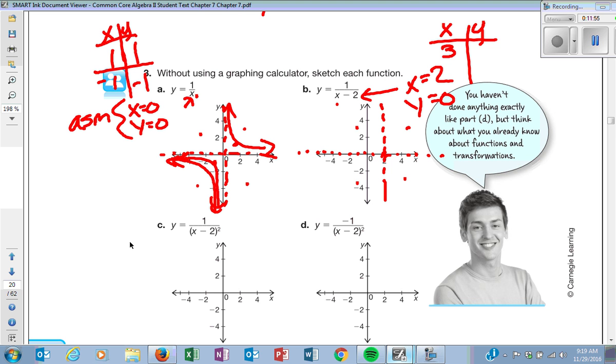3 minus 2 is 1. 1 over 1 is 1. So 3, 1 means that this is over 3, up 1. I know this graph is up here. Now I don't want to put a negative 1 in. I just want to go a little bit to the left of this asymptote, so a positive 1. 1 minus 2 is negative 1. 1 over negative 1 is negative 1. So I know it's 1, negative 1. I know this graph, like I said, is down here. So there's a quick sketch of that graph.